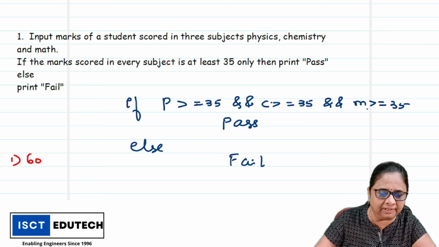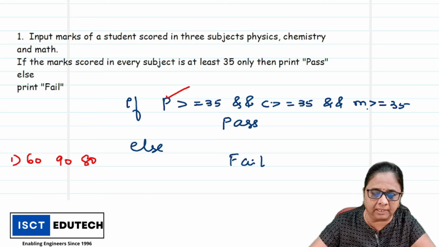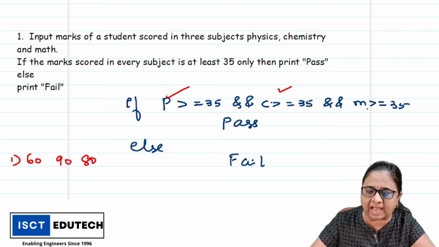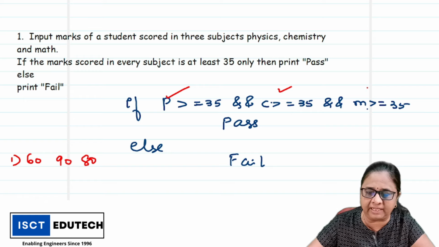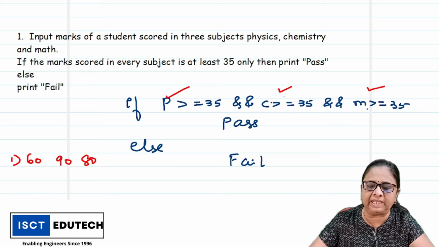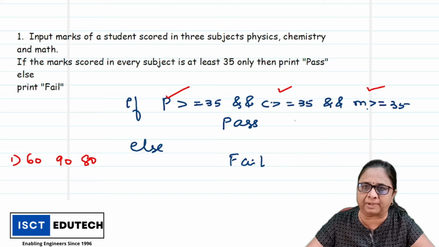First time, I will give 60, 90 and 80. What is the value of P? 60 greater than 35, is it true? Yes. Next, C greater than 35, is it true? Yes. 90 is greater than 35, second condition is also true. There is and M greater than 35. How much is M? Is 80. 80 greater than 35, true. So T and T and T, the result will be true. So it will give it as pass.